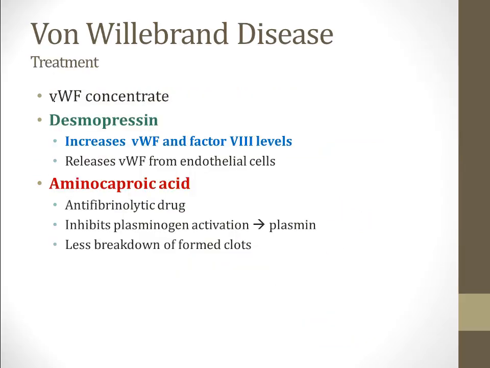There are a number of treatments available for von Willebrand disease. One of them is to simply administer concentrated von Willebrand factor. Another is to use a drug called desmopressin. Desmopressin is an analog of antidiuretic hormone, or ADH. For this reason, it's sometimes used in diabetes insipidus.